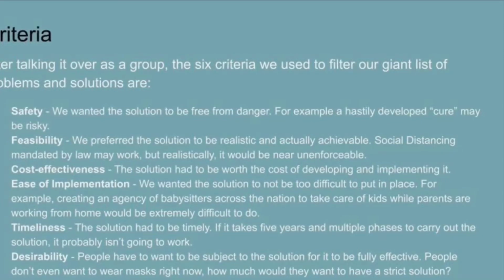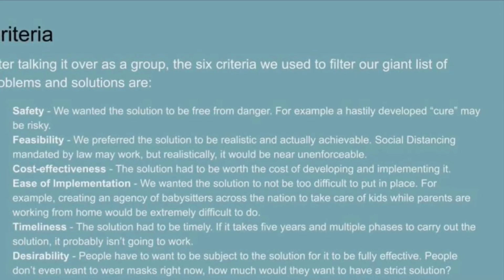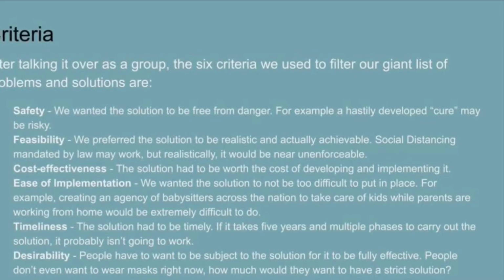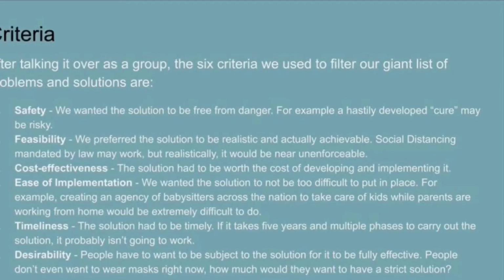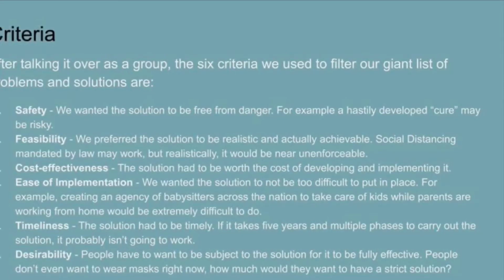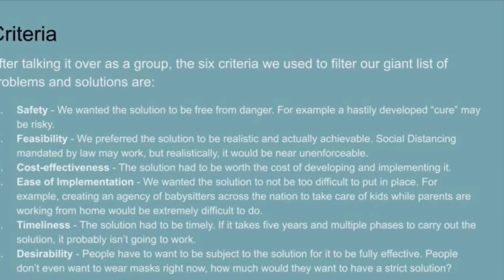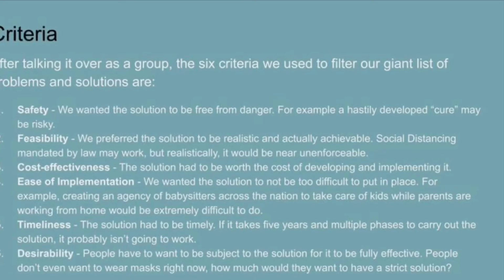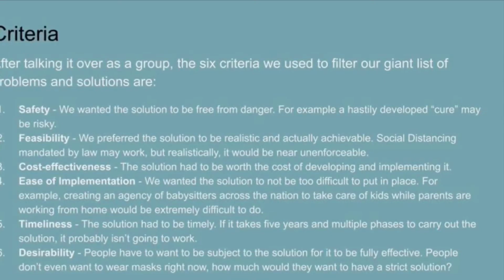4. We wanted the solution to be easy to implement and for it to not be too difficult to put into place. 5. We wanted the solution to be timely. And 6. We wanted the solution to be desirable. We thought that people would have to want to be the subject of the solution for it to be fully effective.